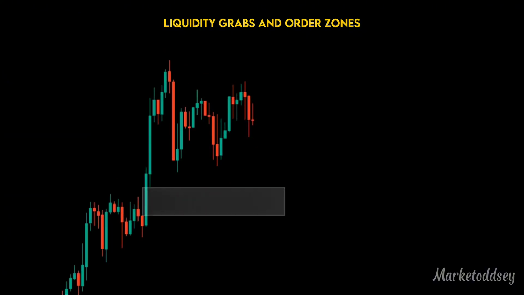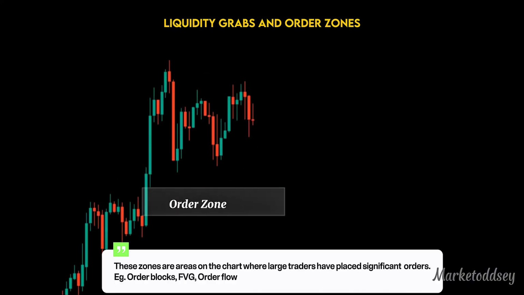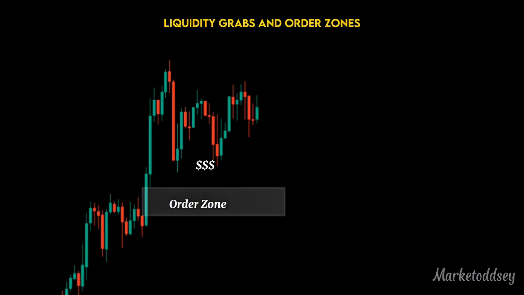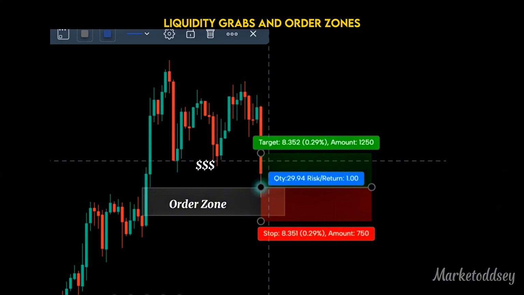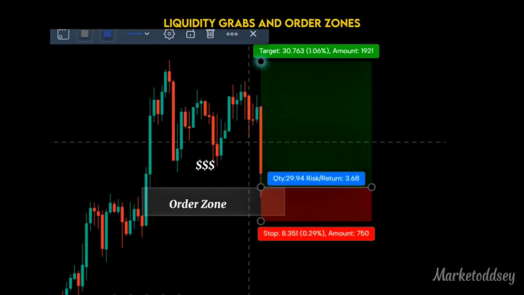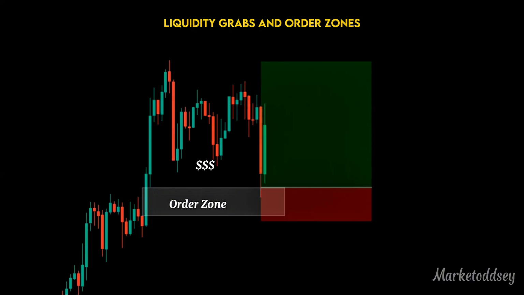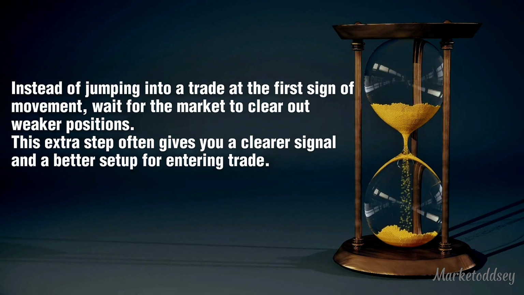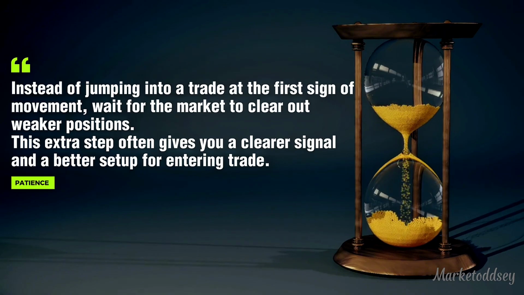Another important concept is that of order zones. These zones are areas on the chart where large traders have placed significant orders. These areas can act like magnets because the market tends to return to fill in any gaps left by earlier moves. By paying attention to these order zones alongside liquidity areas, you can pinpoint better entry and exit points. The key takeaway here is patience. Instead of jumping into a trade at the first sign of movement, wait for the market to clear out weaker positions. This extra step often gives you a clearer signal and a better setup for entering the trade.